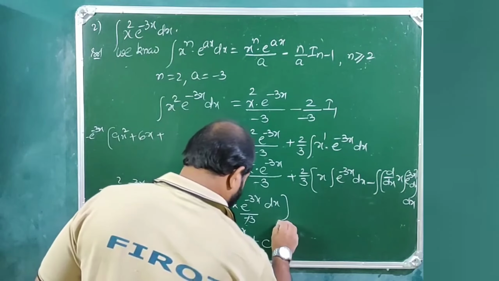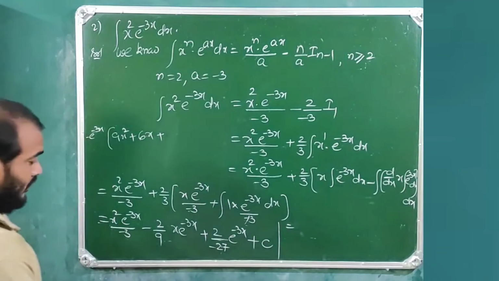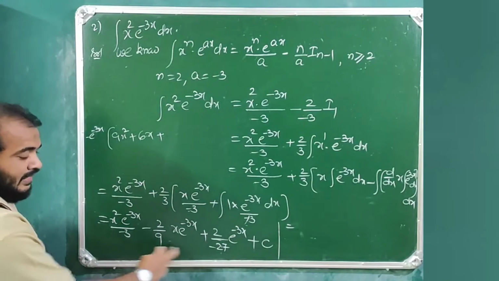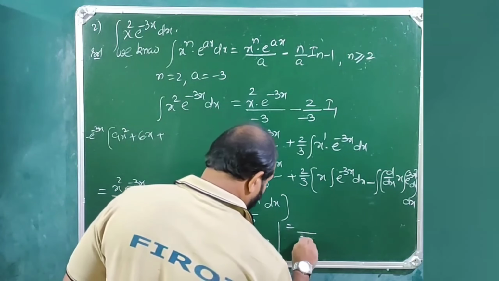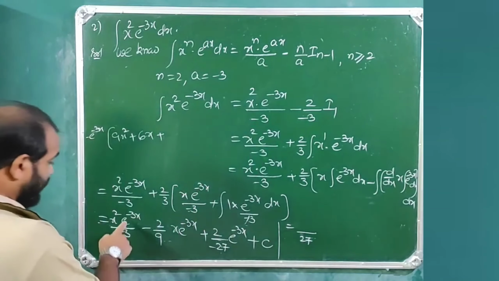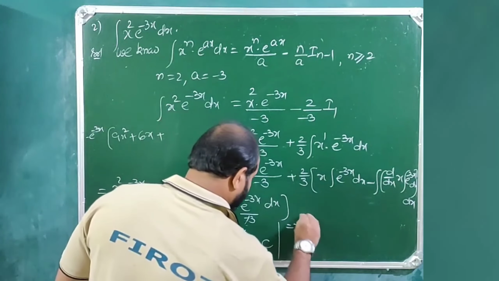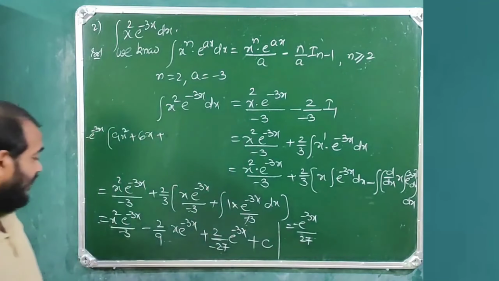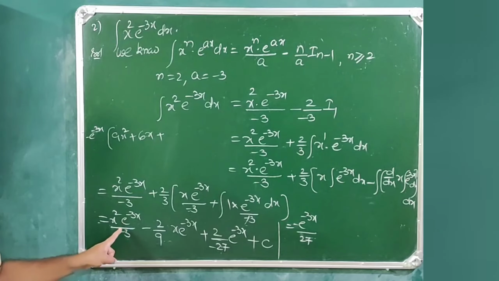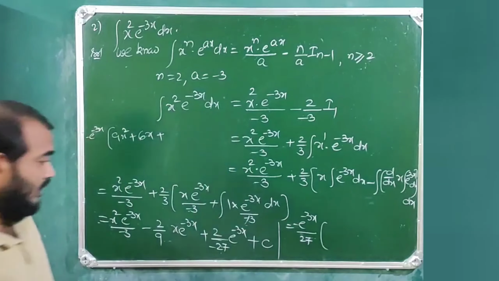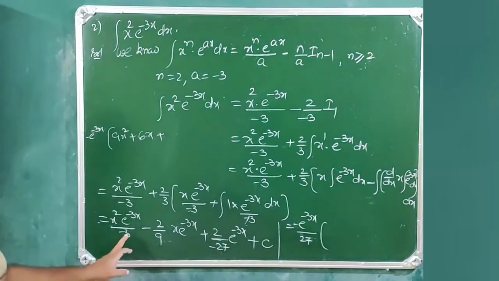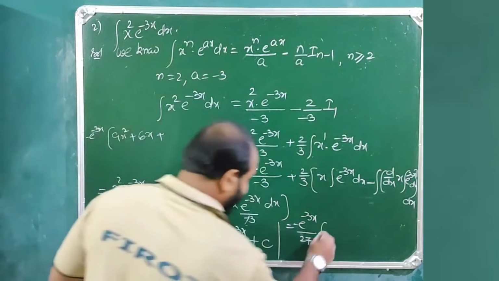So this is equals to, the LCM is 3, 9, 27. 27 is the LCM. So by 27. So minus e power minus 3x. Let us take minus e power minus 3x as common. Then we will get, so 27 by 3 is 9. So 9 into x square, 9x square.